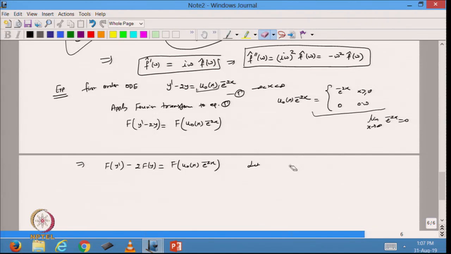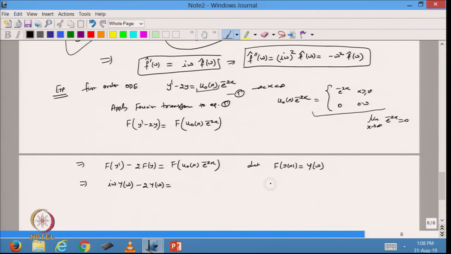Now, let the Fourier transform of y of x be equal to capital Y omega. So, let us do this one. From here, by the just derived result, I know that this value can be written as i omega Y omega minus 2 times Y omega, and then the Fourier transform of e raised to power minus 2x.